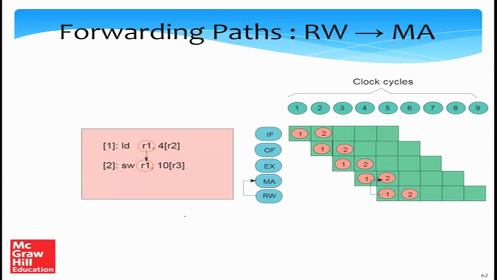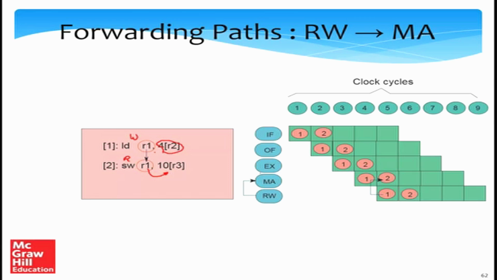So let's assume we have a load instruction. The load instruction reads from this address 4R2 and it writes to the register R1, and then assume that we have instruction number 2, which is a store instruction which reads the value of register R1 and writes to a memory address. So there's a clear read after write dependence over here where the load instruction is doing a write and the store instruction is doing a read.